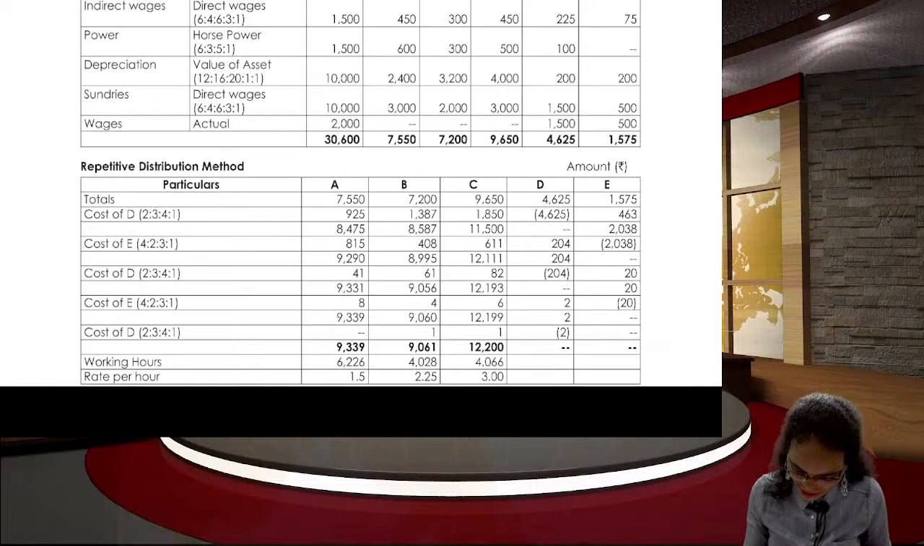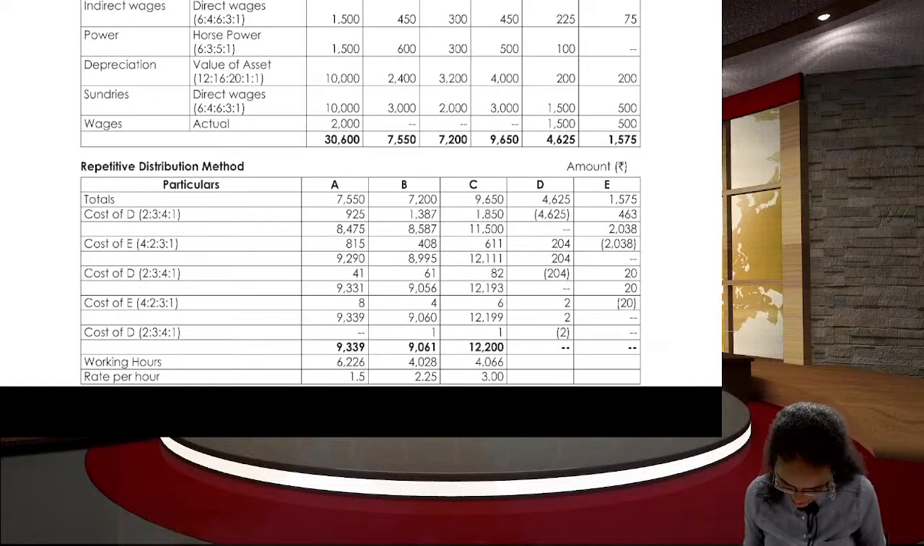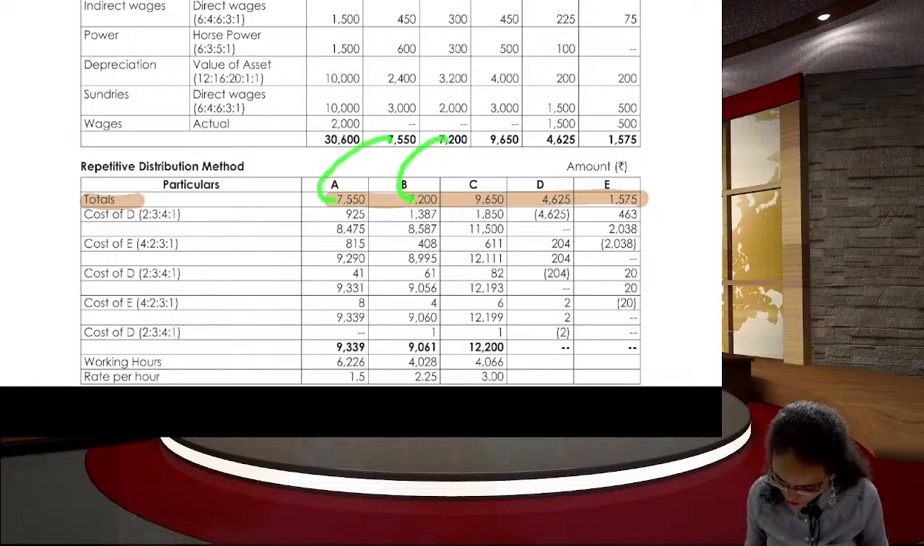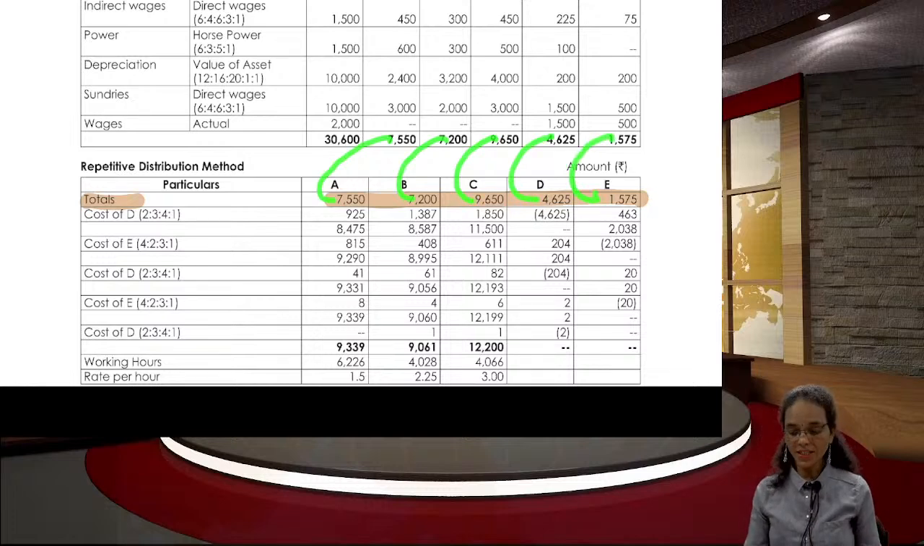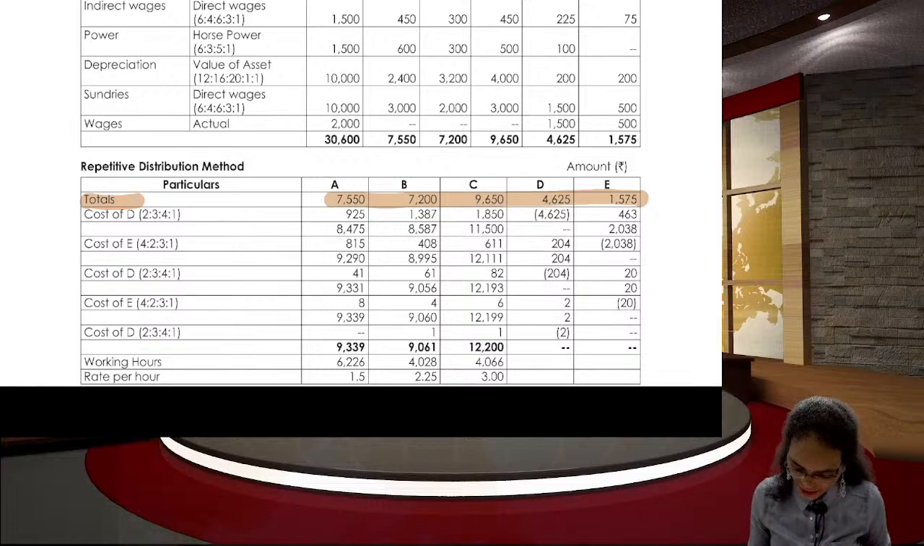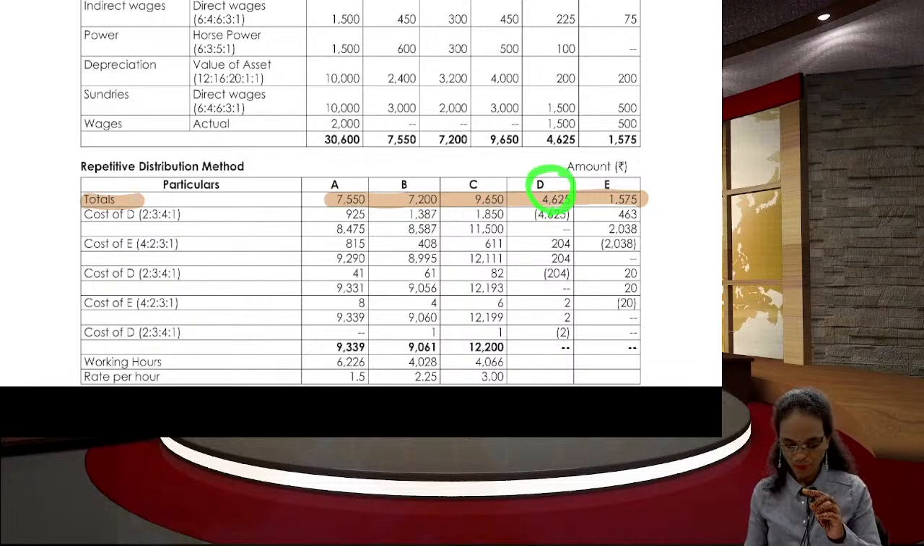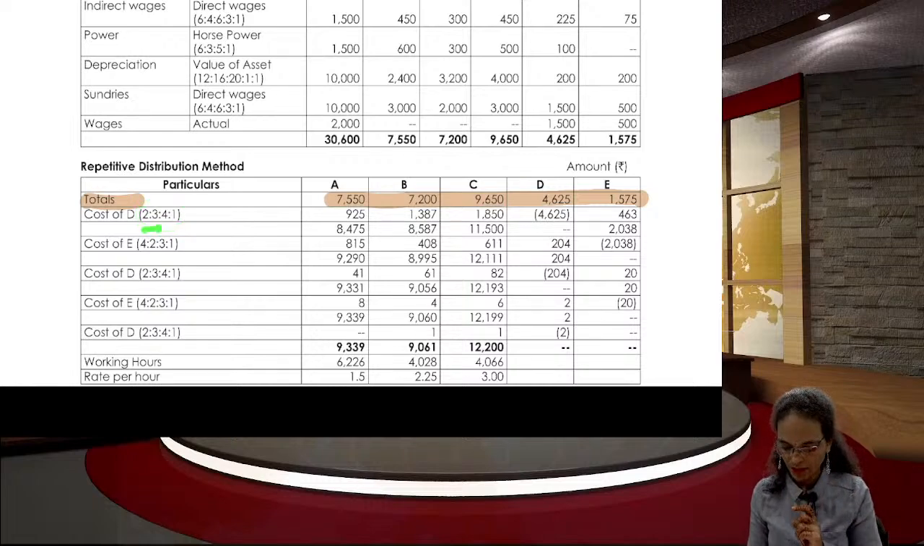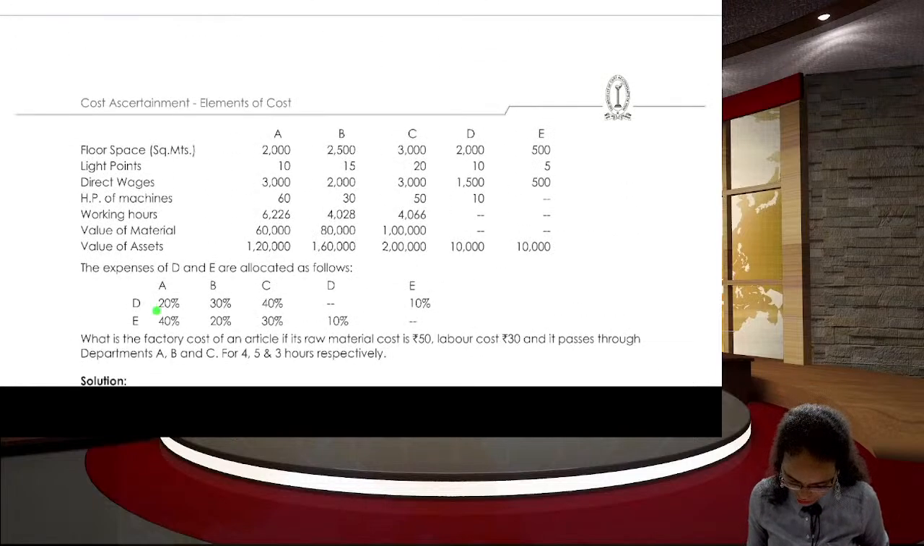See, these are the expenditures. This is the expenditure as per the primary distribution: 7,550, 7,200, 9,650, 4,625 and 1,575. This service department D's expenditure has to be apportioned to the production departments and the service department in the ratio of 2:3:4:1. From where have I taken it? From here I have taken 2:3:4, a blank in the middle, and 1.